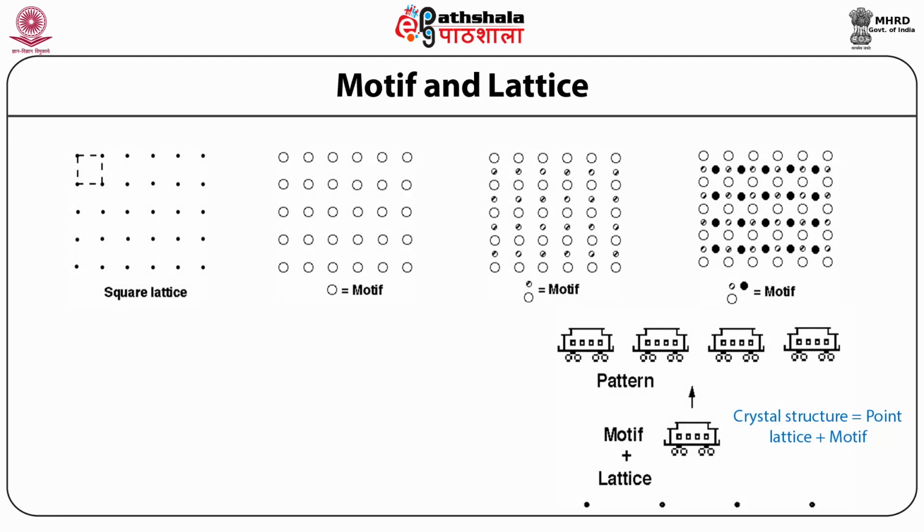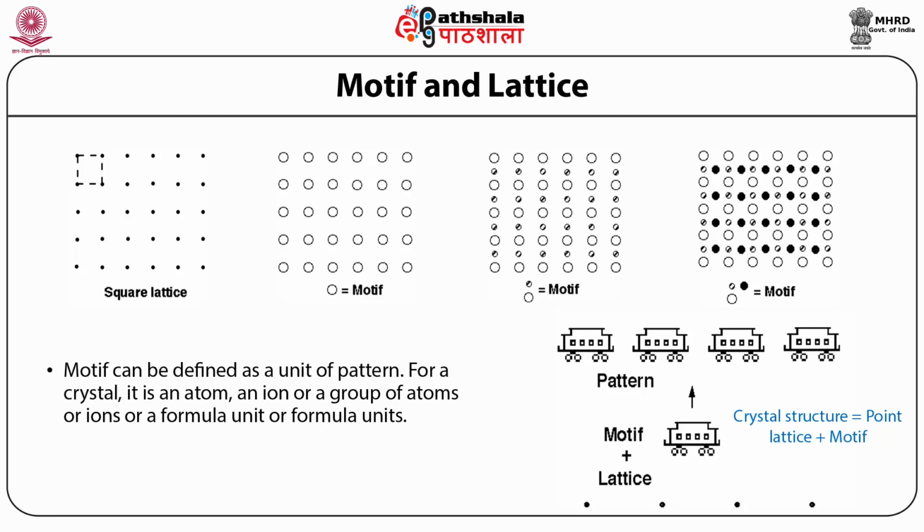Motif and lattice. So motif can be defined as a unit of pattern, and for a crystal it is an atom, an ion or group of atoms or ions, or a formula unit or formula units. As we know, a crystal structure is a combination of motif and point lattice, which we have discussed in the previous slide. Motif is defined as a unit or a pattern. Often it is also called basis. When motif replaces points in a periodic point lattice, it gives rise to what is called a crystal in a defined structure.